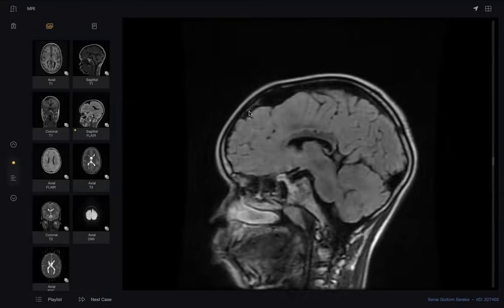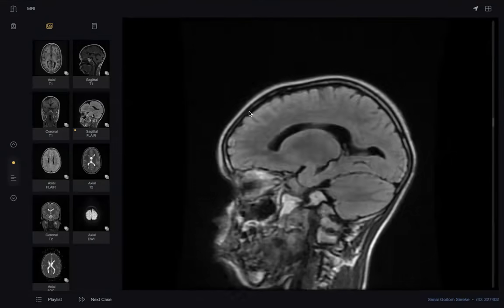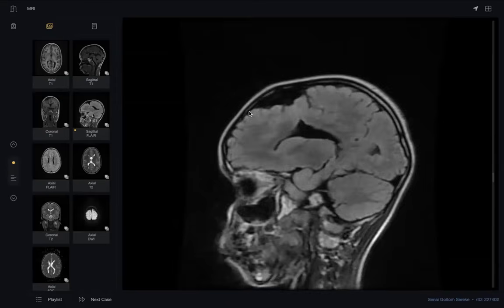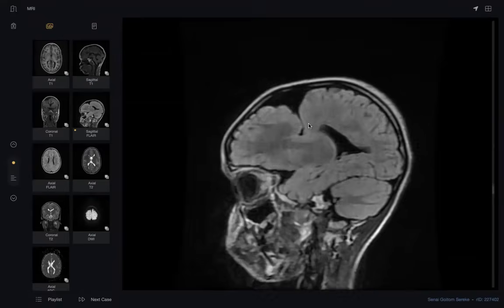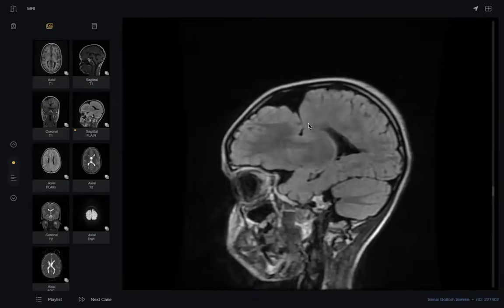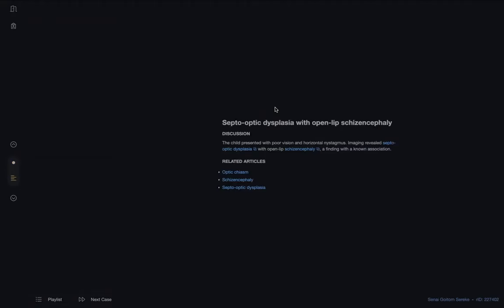I think there is some communication with schizencephaly. Anyway, you see, it is communicating with the ventricle also. At least it is a component or a part of the anomaly here.